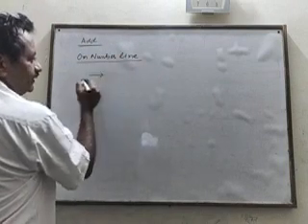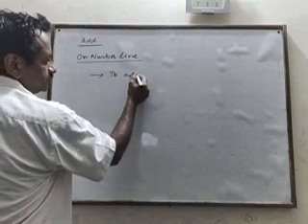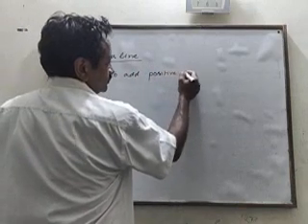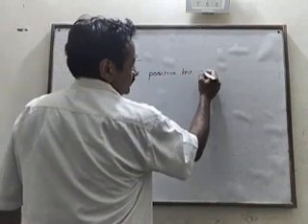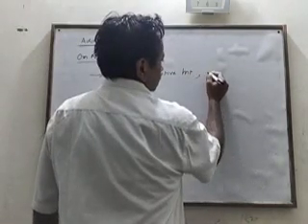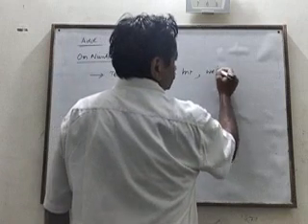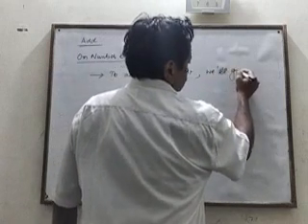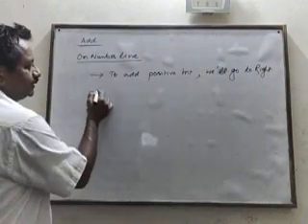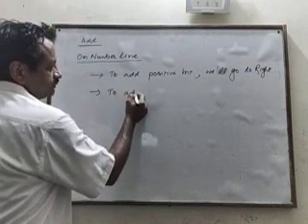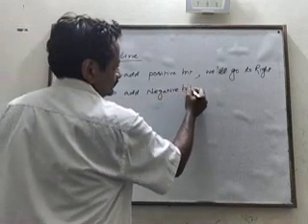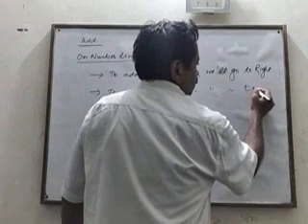To add a positive integer on the number line, we will go to the right, and to add a negative integer, we will go to the left.